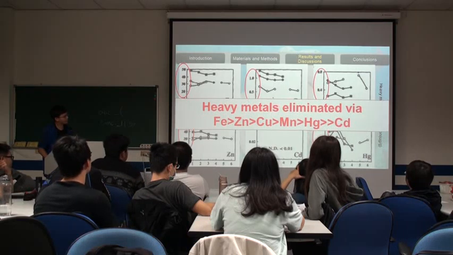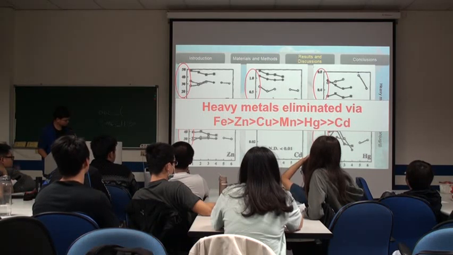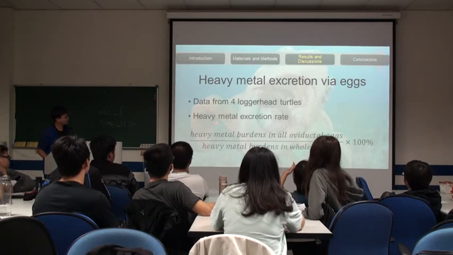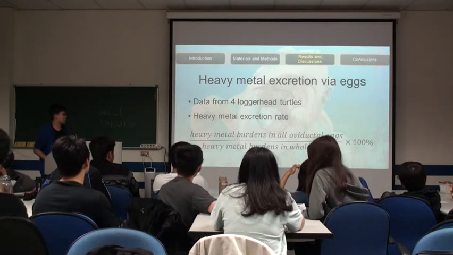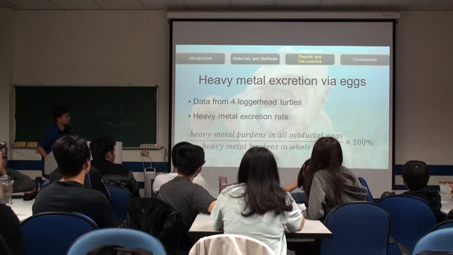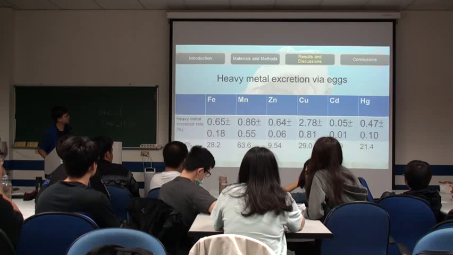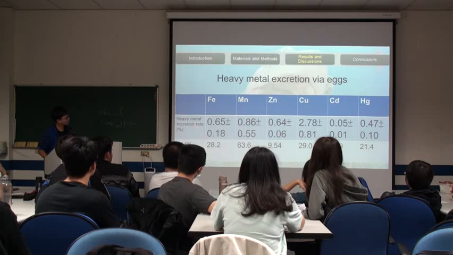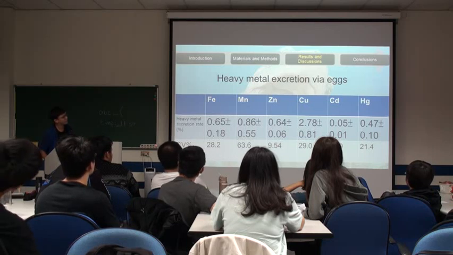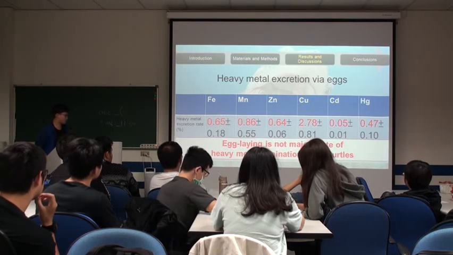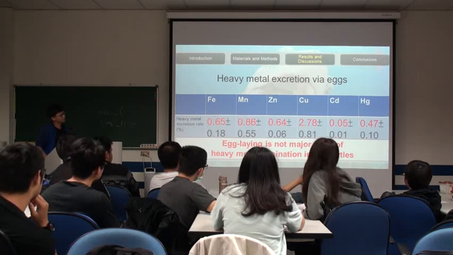And now we see the heavy metal excretion via eggs. Heavy metal excretion rate is the heavy metal burden in all of a clutch of eggs divided by the heavy metal burden in the whole body times 100%. And this is the heavy metal excretion rate. We can see that they are almost lower than 3%, even lower than 1%. So we can say that egg laying is not a major route of heavy metal excretion in sea turtles.